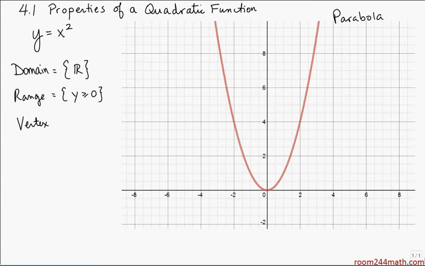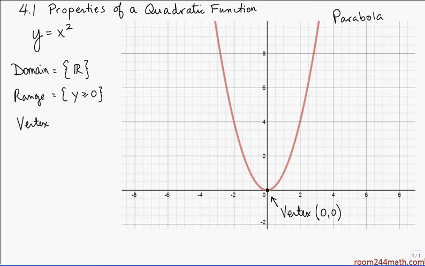So the vertex is sort of an obvious point. It's this point right at the bottom. It's the point where there's a reversal. If you're going from left to right, the y values have been going down, down, down, and then you get to this turnaround point, the vertex. And then after that, the y values start going up again. So there's our vertex, and the vertex of this quadratic function is the origin, 0, 0. So that's going to be a really important point, because it's the minimum value of this quadratic function.